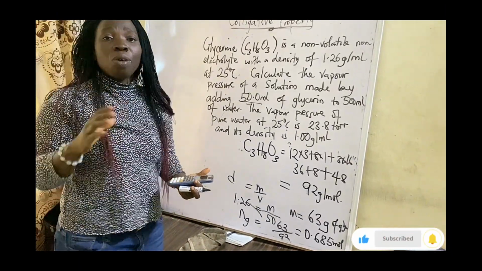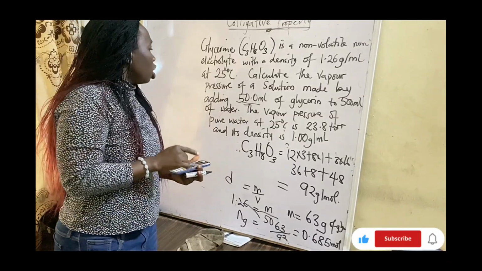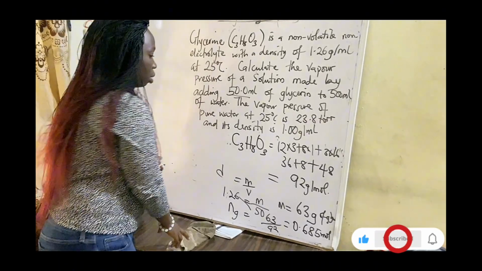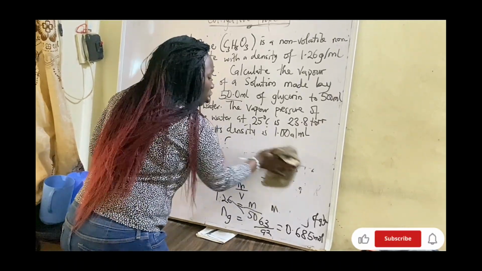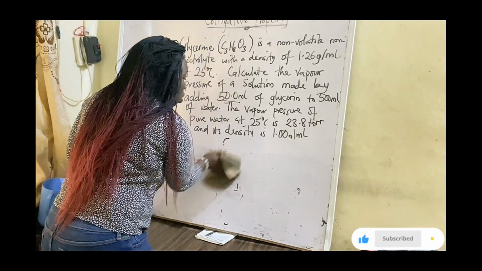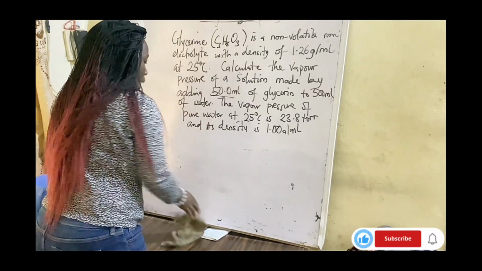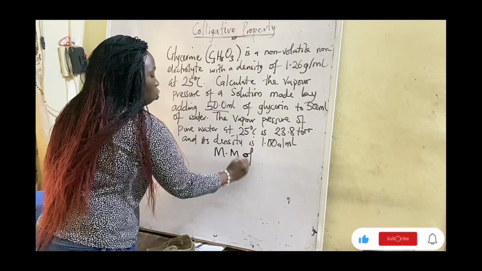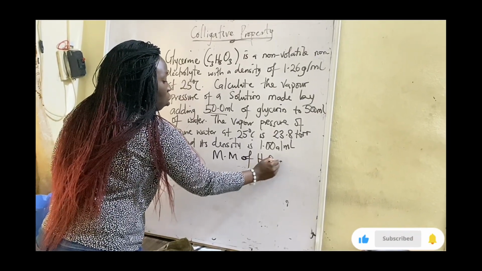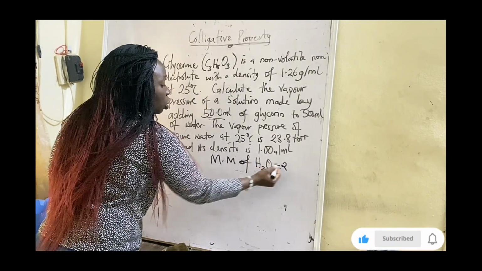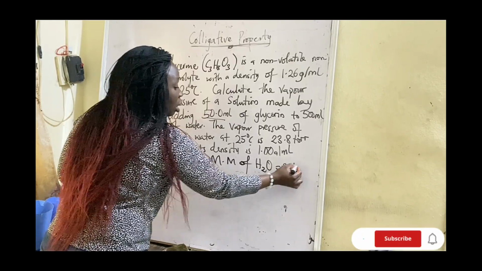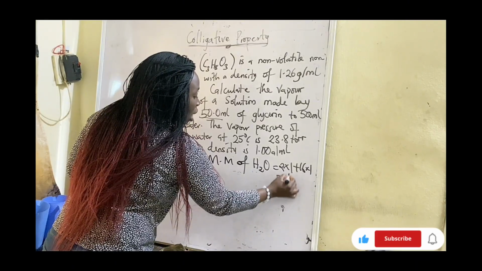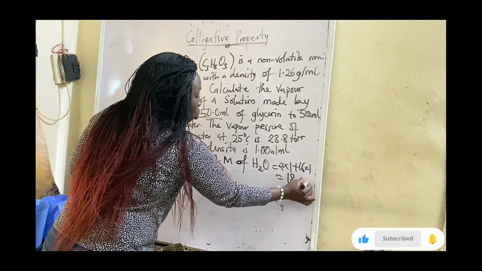Now that you have done that for glycerin, the next thing is to calculate the number of moles of water, which is the solvent. Just the way we calculated for glycerin, we apply the same thing to water by first looking for the molar mass of water. We know hydrogen is 2, so 2 times 1, and oxygen is 16 and is 1 atom, so it's 16 times 1. Together it is 18 gram per mole.